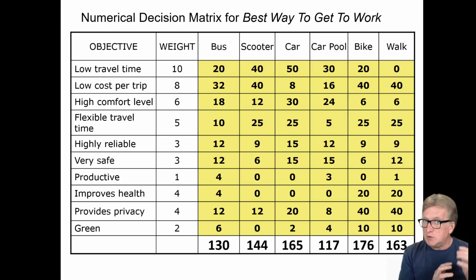Again, as I talked about, you multiply your weighting times your ranking factor from 1 to 5. You come up with a sum for each one of these columns.